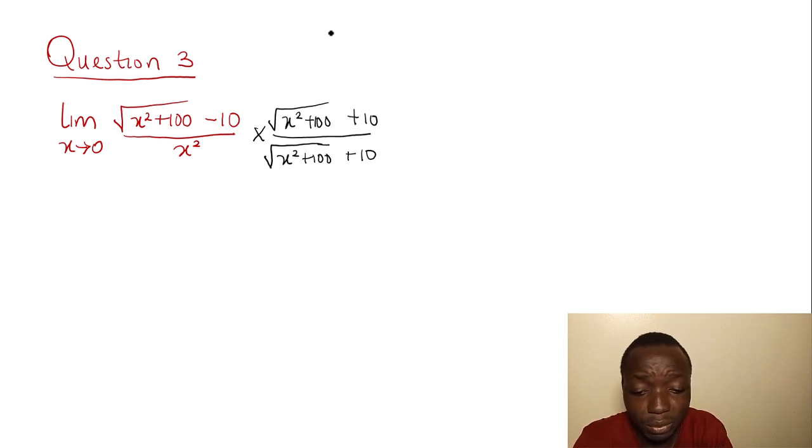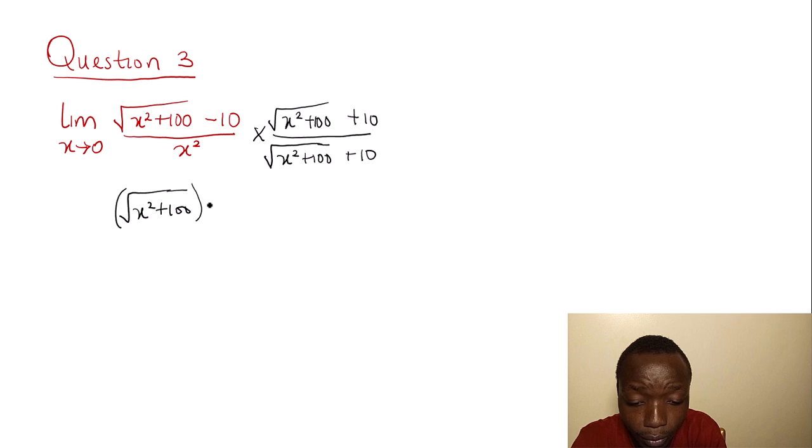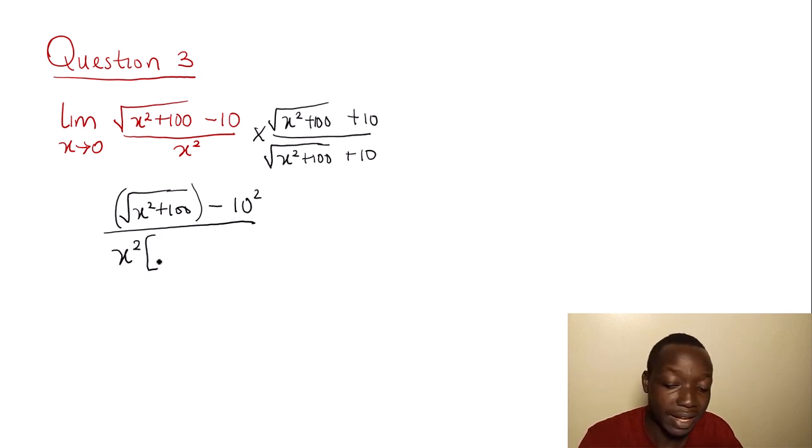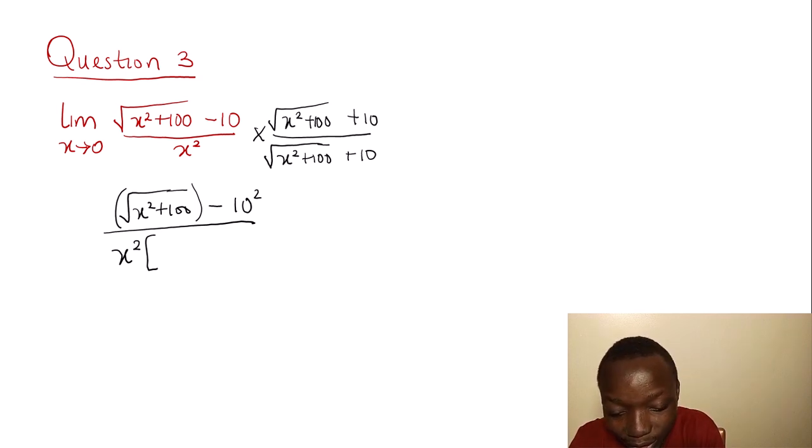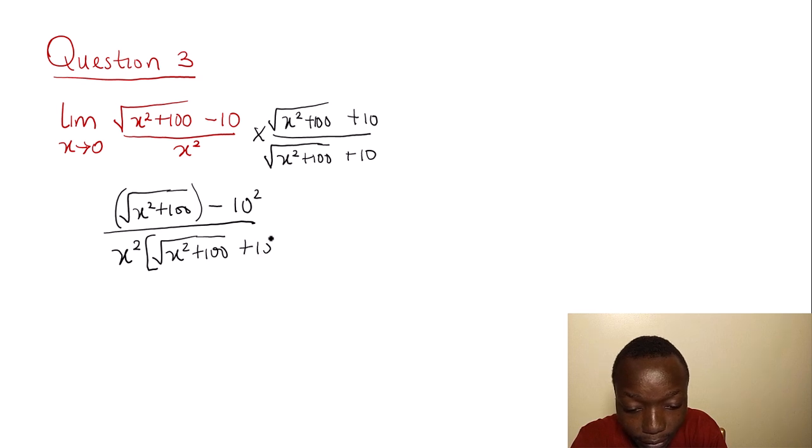So to expand the numerator, we just need to square the first one. So you have x squared plus 100 minus the square of the second one, which is 10 squared, over x squared in bracket. Now, notice I did not expand the denominator. Don't expand it. If you do, you're in trouble. So here we're going to have square root of x squared plus 100, then plus 10.